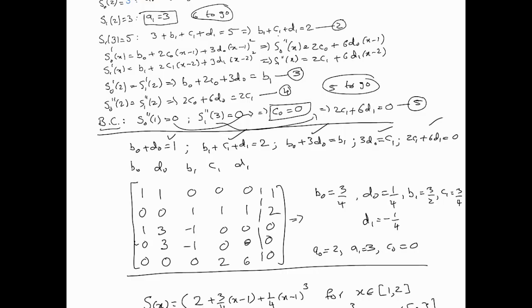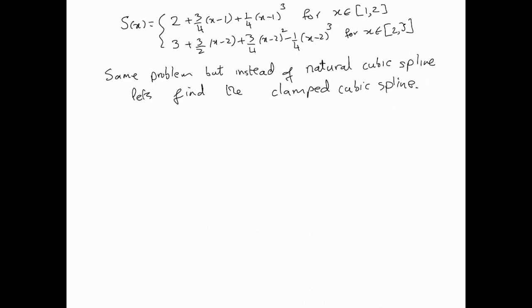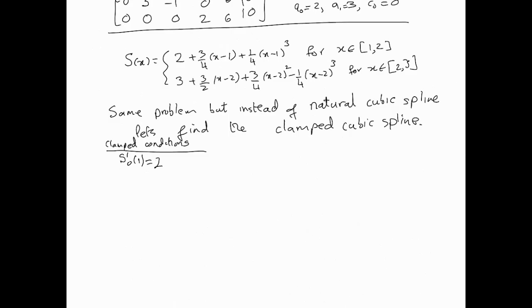So let's continue with these 2 conditions changed and see what happens. Let me say something important here. In order to solve this problem, you would have to be given the condition that S dash of 1 is equal to 2, and S dash at the other endpoint 3 is equal to 1. These have to be given to you in the question.